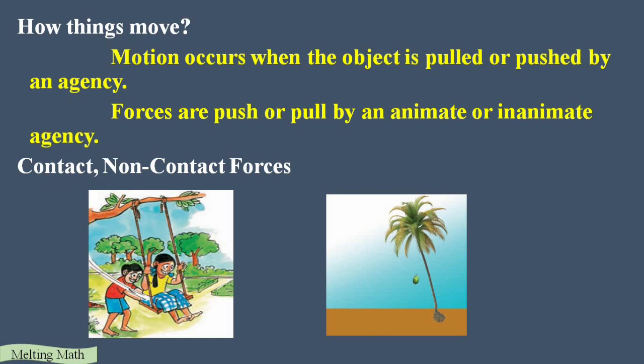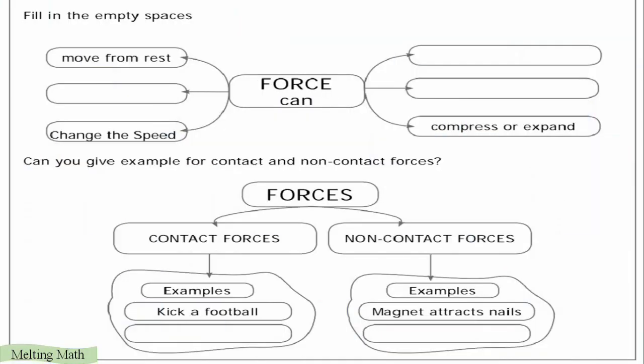Next, fill in the empty spaces. See, in the center they gave 'force can'. See the left side: force can move from rest, force can change the speed. So what is the third one? Force can change the speed and change the shape also, because we are bending the steel and all by using force only. So force can change the shape. Okay, next, right side: force can compress or expand.